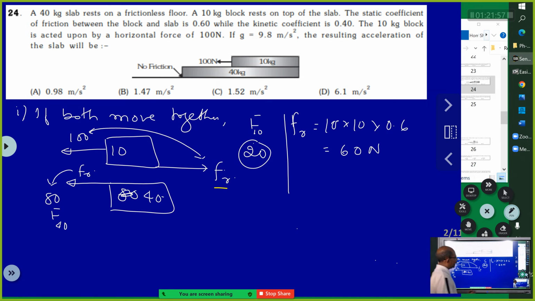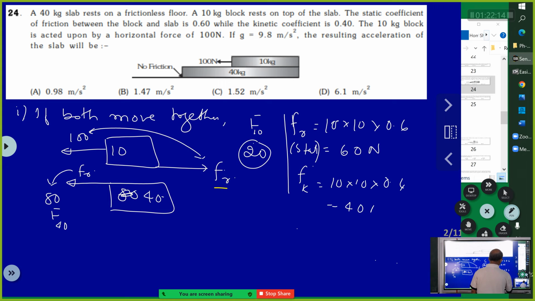So if it slides, then this was for the static condition. For the dynamic condition, this is going to be 10 into 10 into the friction coefficient 0.5. So this is going to be 50 Newtons. So then this friction will be 50 Newtons and this friction will be 50 Newtons. Correct?